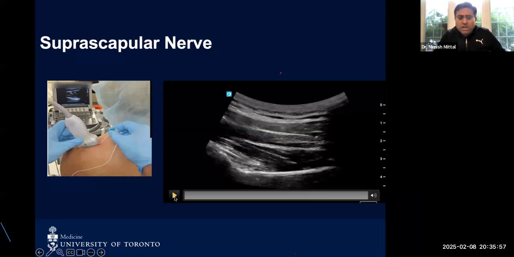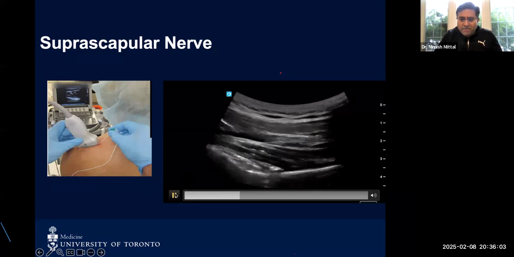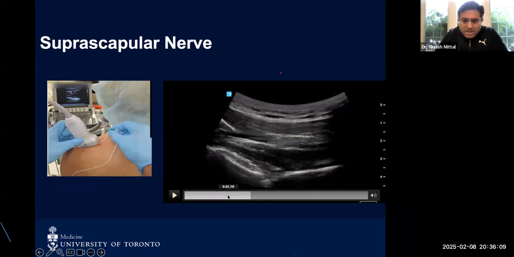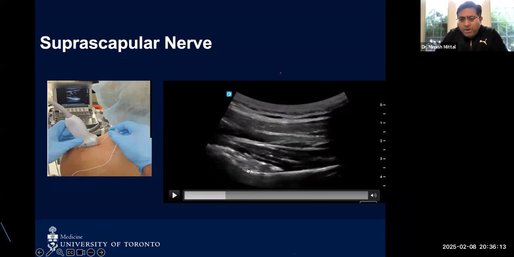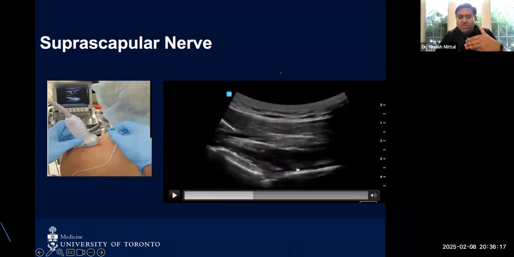And so what we do is we first go into the fossa, and then we start scanning cephalad. And when we start going cephalad, you see now the bony continuity of the scapula is broken. So I'll come back again here. You see that the bony continuity of scapula is maintained. And as I'm translating anteriorly, now you see the bony continuity is gone. Here, you can also see the vascular pulsations of the suprascapular artery. So this is the suprascapular notch.